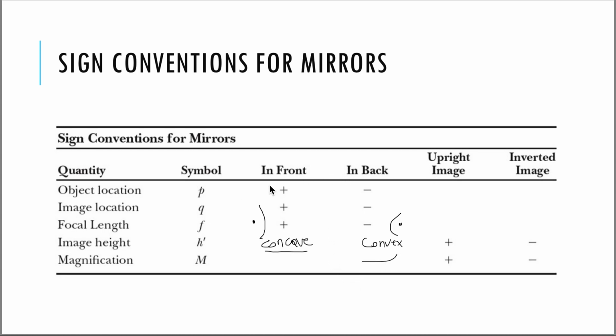And then the only other sign convention, which we already mentioned, is that a negative magnification means that your image is inverted. Likewise, if the height of your image is negative, that also means that it's going to be inverted.